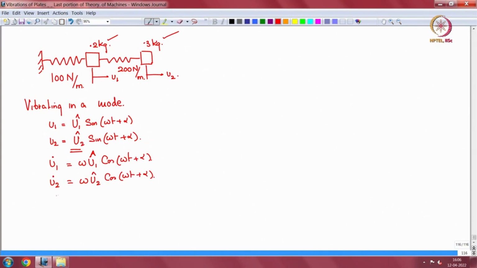So now what is the maximum potential energy? V max is given by 1/2 the maximum stretch in this spring, which is 100 into u1 hat minus 0 whole squared, this end of the spring is into the wall, plus 1/2 into spring constant 200 into u2 hat minus u1 hat squared.